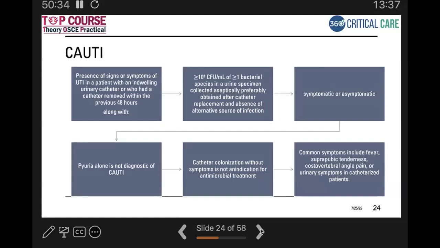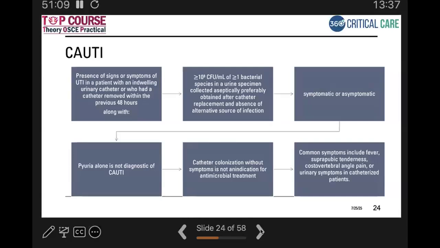The first treatment will be to remove the catheter, exchange the catheter, and then based on the organism found, you have to see whether it's an antibacterial or a fungal CAUTI. Okay. And pyuria alone is not diagnostic of CAUTI. Catheter colonization without symptoms is not an indication for antimicrobial treatment. The patient will have symptoms like fever, suprapubic tenderness, costovertebral angle pain, and urinary symptoms in a patient who's on a catheter. When these symptoms are present, then it is called symptomatic CAUTI, and that is when you start treatment for the patient.